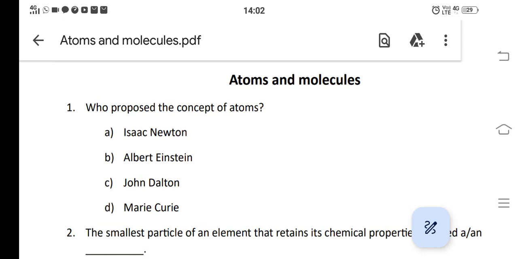So let us discuss some questions on atoms and molecules. Our first question is, who proposed the concept of atom? The correct answer is John Dalton. Option number C is correct.